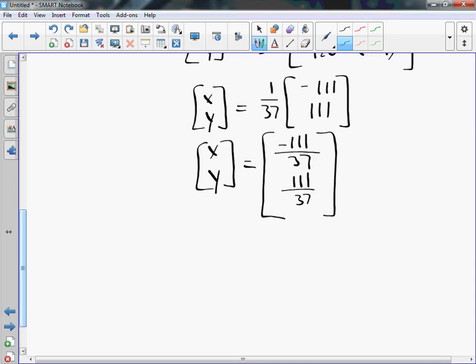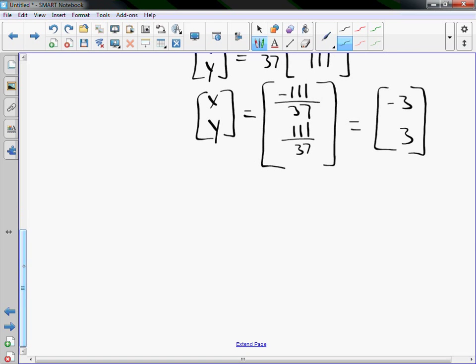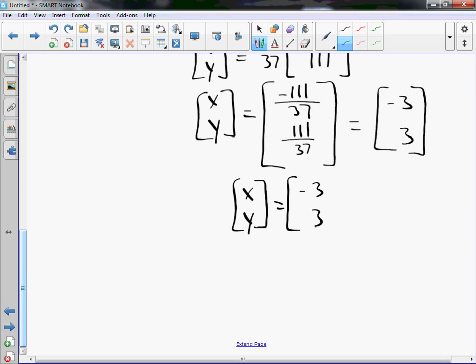111 divided by 37 is 3. So negative 111 divided by 37 is negative 3, like I wrote, and then 111 over 37 is positive 3. So as you can see, this lines up pretty nice. The matrix xy is equal to the matrix negative 3, 3.